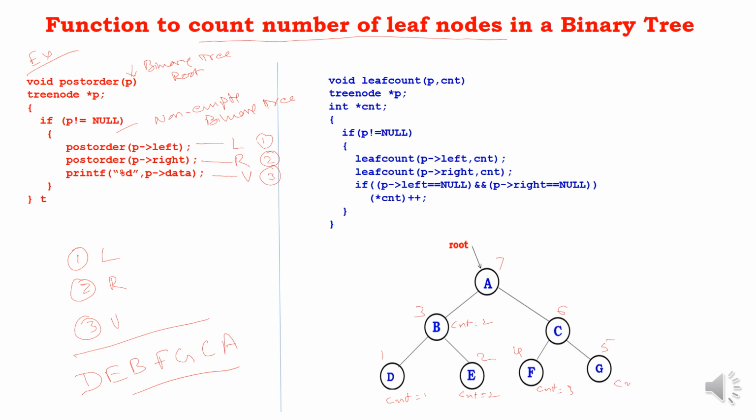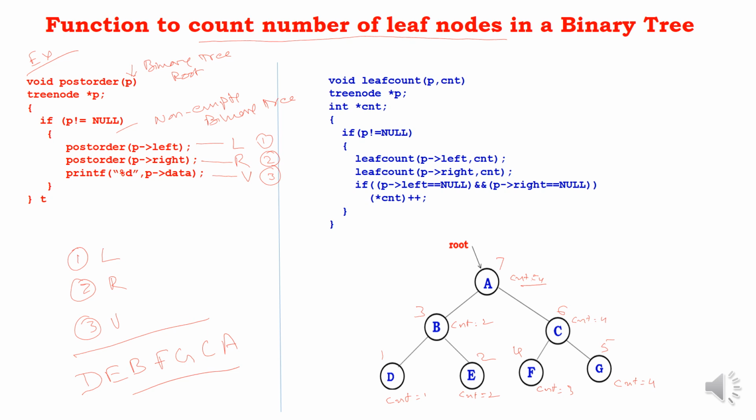So count is 4. Then P moves to C. Is C a leaf node? No. So count is 4 only. Then P moves to A. What about A? Is it a leaf node? No. So count remains 4. So 4 will be passed to the main function or calling function. So the count of leaf nodes is 4.